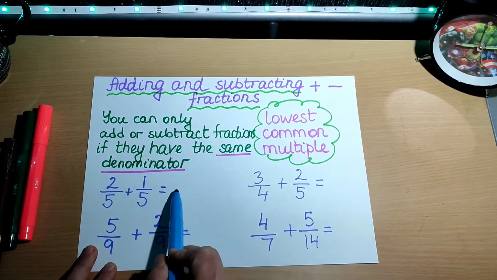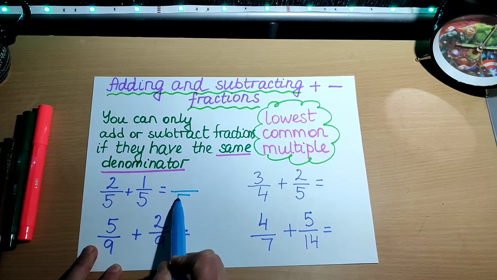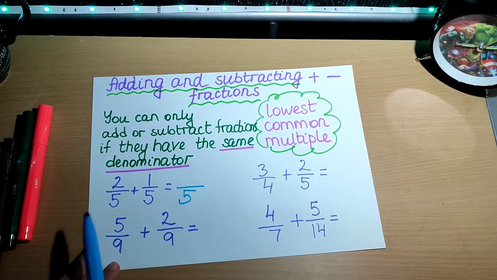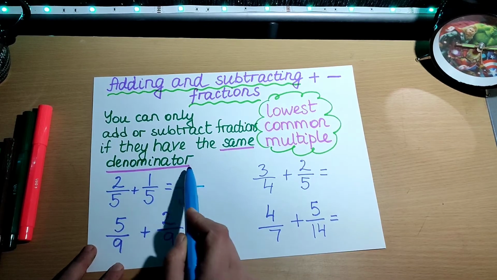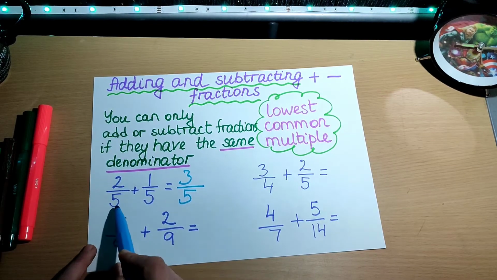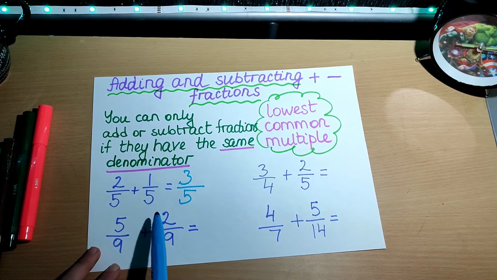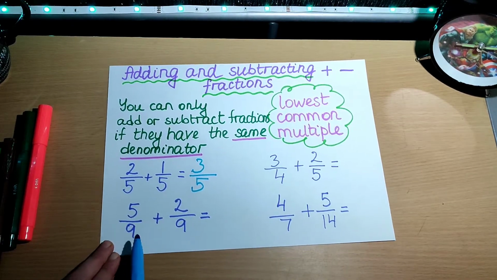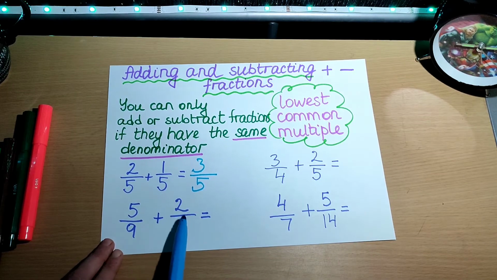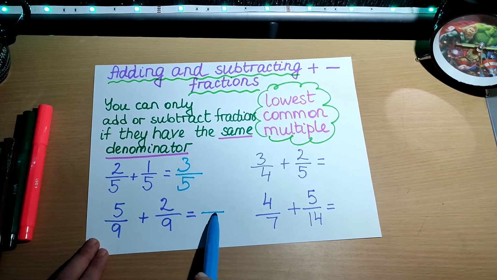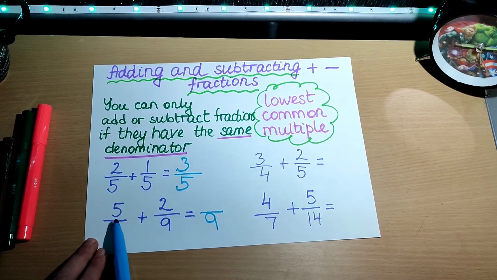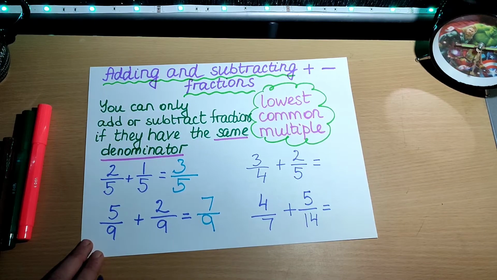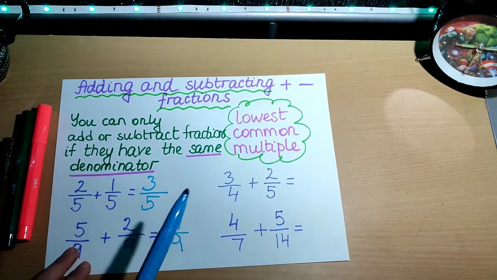So what we do, we leave our denominator as it is, and we just add the numerators. So 2 add 1 is 3. 2/5 add 1/5 is 3/5. 2 9ths add 5 9ths. We leave our denominator the same. 5 add 2 is 7. So 7 9ths.